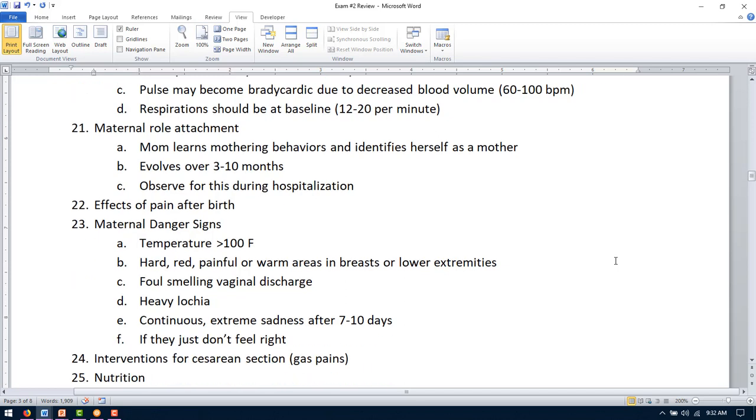Maternal role attainment. Remember, these are the steps. Know your steps. Mom is just learning her mothering behaviors and trying to identify herself as a mom. She begins out by listening to everything everybody says, and then by 10 months to a year, she's got her own thing going and she's doing well. So we need to look for this during the beginning and the hospitalization.